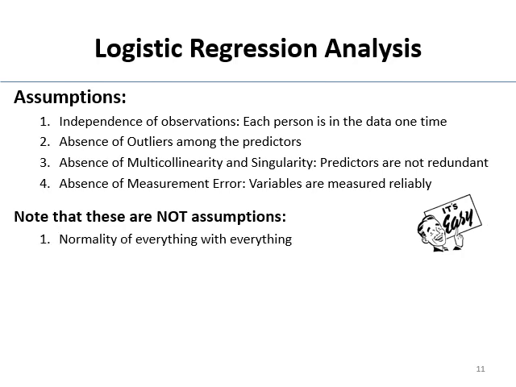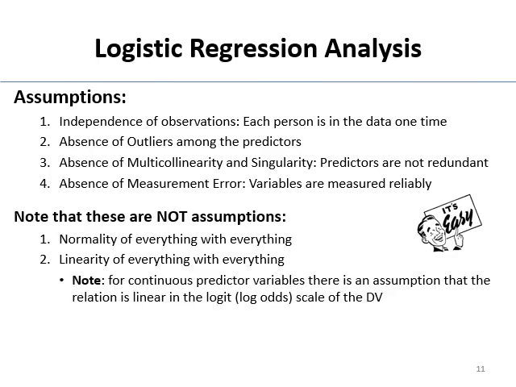Normality of everything with everything. So normality is not an assumption. Linearity, it's not linear regression, right? So there is no assumption of linearity between every predictor and the DV. So there is this other one that is sort of like, if you have continuous predictors, there's an assumption that they are linear in the log odds, which if you need to test that one, just hit me up in email and I'll help you with that in the future.